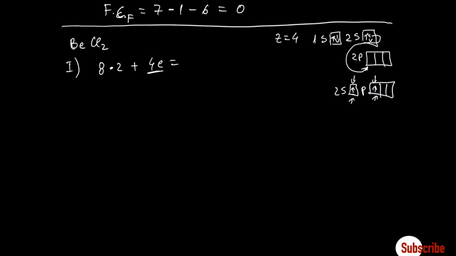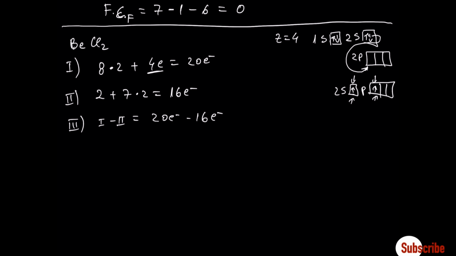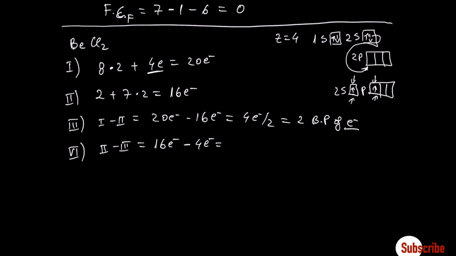So what do we have? 20 electrons here. Step 2, we find the number of valence shell electrons. For beryllium it is group 2, plus for chlorine group 7 multiplied by 2, equal to 16 electrons. Step 3, step 1 minus step 2, equal to 20 electrons minus 16 electrons, equal to 4 electrons, divided by 2. We have 2 bonding pairs of electrons. Step 4, step 2 minus step 3, equal to 16 electrons minus 4 electrons, equal to 12 electrons, divided by 2. We have 6 lone pairs of electrons.